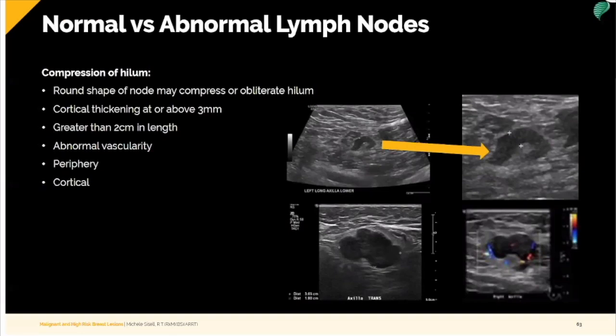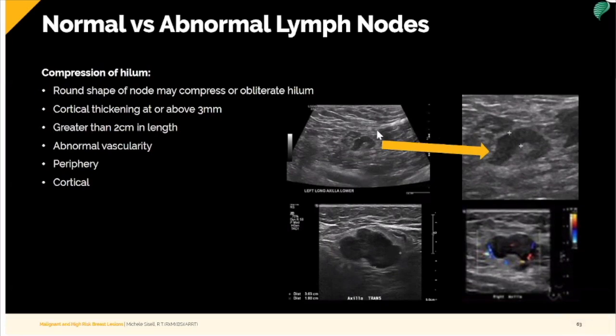The axilla is the most common place for breast cancer metastases. Lymph nodes are a normal part of everybody's body. Their function is to drain and filter waste away from organs and tissue. Lymph nodes in the armpit region are called the axillary lymph nodes, and these are the nodes that commonly drain the breast first. Normal lymph nodes can be hypoechoic to isoechoic.